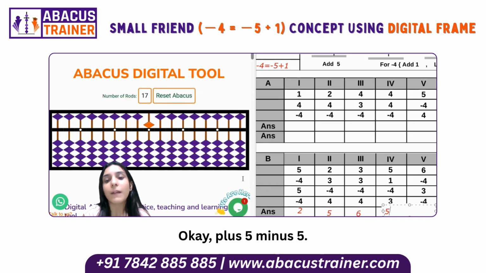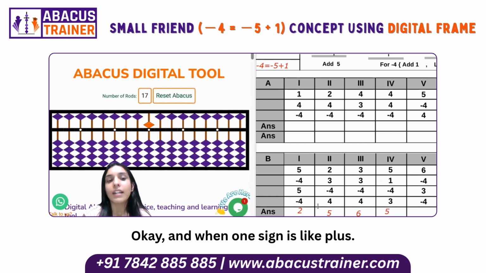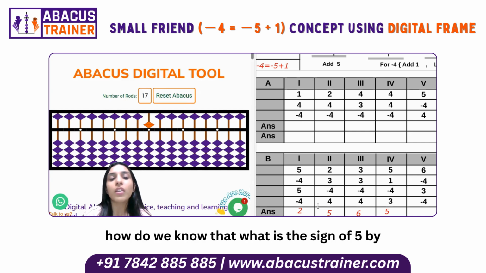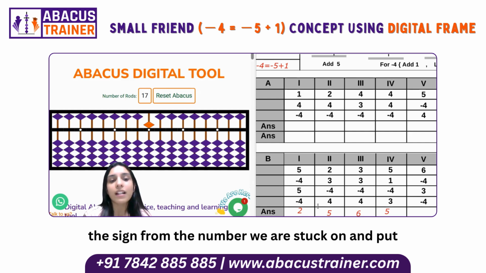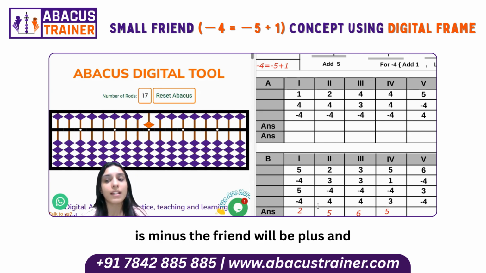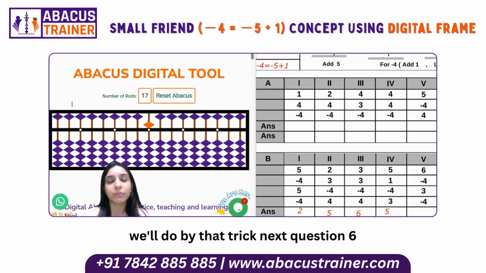Plus 5, minus 5, all of this, the sign of 5 depends on the sign of the number you are stuck on. When one sign is plus, we know that the other sign is minus only. And how do we know the sign of 5? By the number we are stuck on. We can just copy the sign from the number we are stuck on and put that sign in 5. Now if 5 is plus, the friend will be minus. If the 5 is minus, the friend will be plus. And we know the trick of friends, right? So we'll do it by that trick.